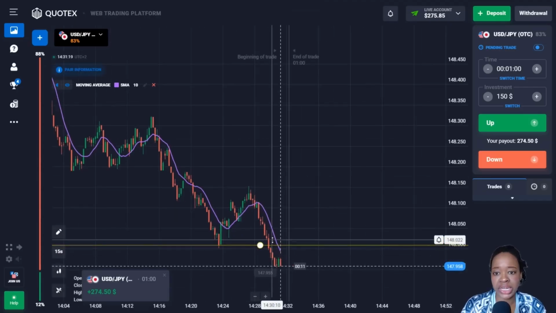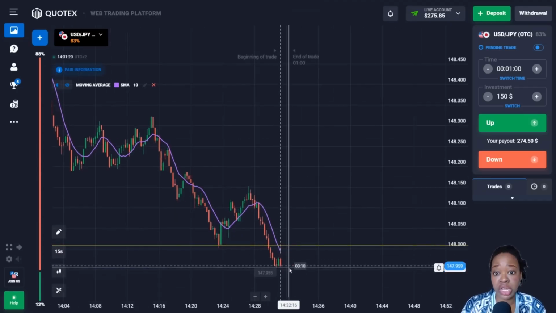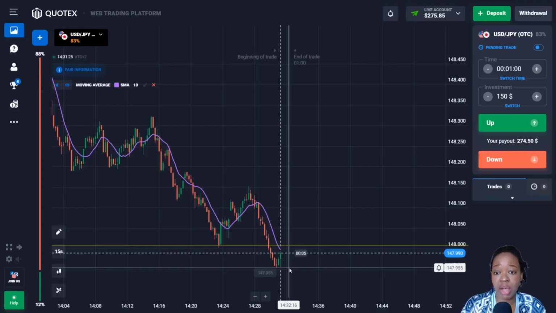Well friends, it's not bad at all. The price continued to move down and the support level was broken through. Here I got a very good profit. I was able to have enough time to work with this ongoing movement and everything is going well.